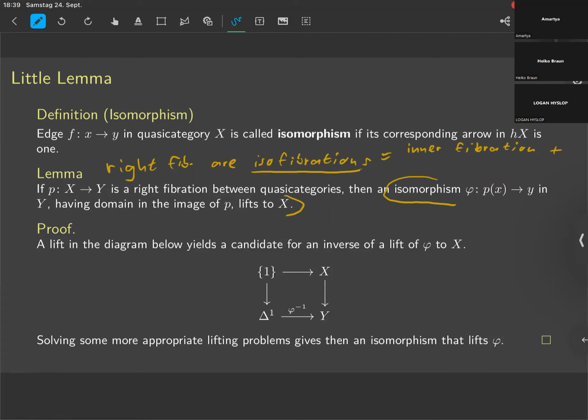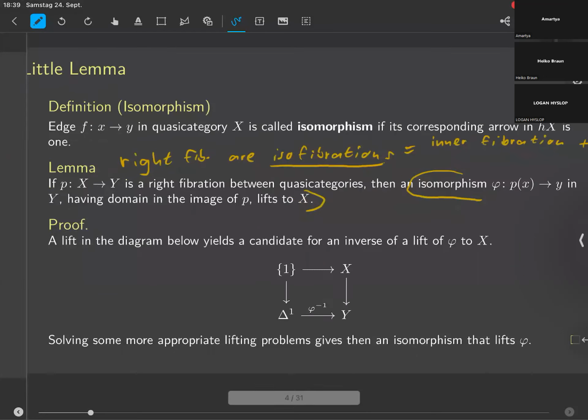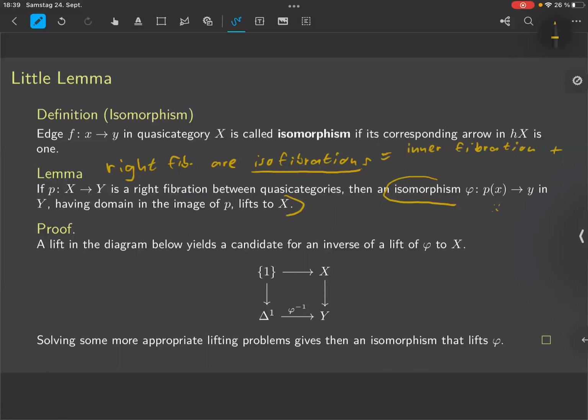You can, in theory, also look at the dual version. For example, you could take alternatively the condition that you start in some X and you assume it goes to P of Y, and maybe then it still works. Essentially, these two definitions are equivalent. Maybe we can see later why they're equivalent. But let's first prove the lemma that if it is a right fibration, then it is also an isofibration.